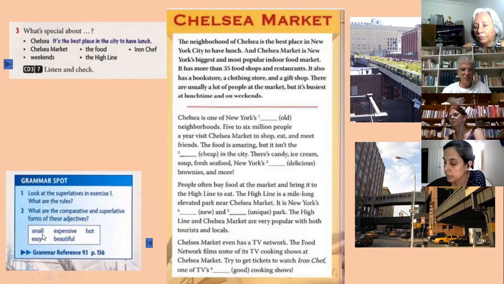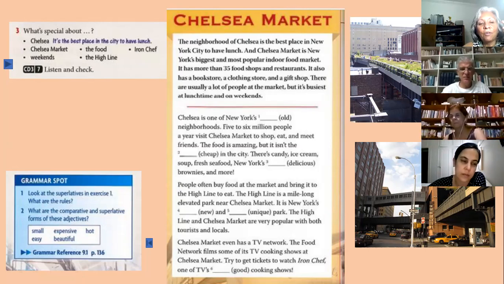Now, what is the comparative and the superlative of these words? Small. Smaller, and the smallest. Okay. Expensive. Most expensive is the superlative. And the comparative? More expensive. Okay. Hot. The comparative, hotter. And the superlative? Hottest. The hottest.